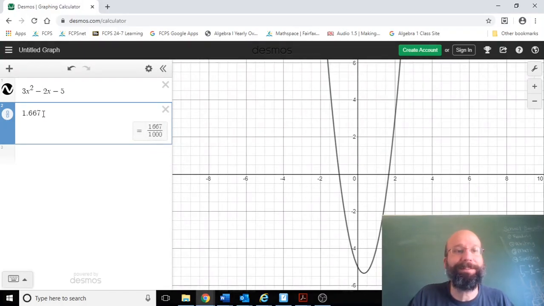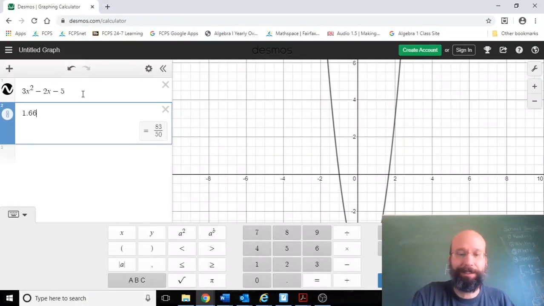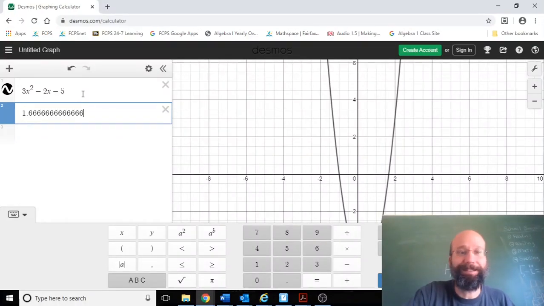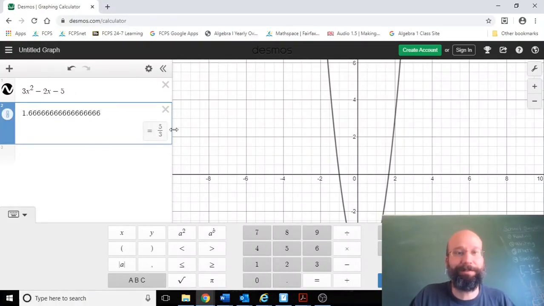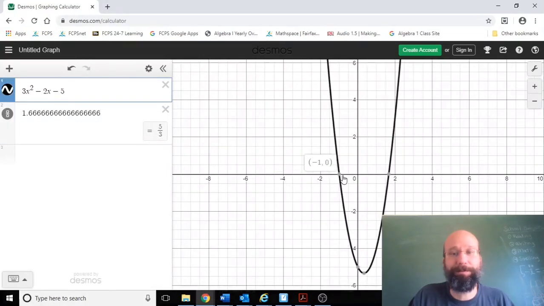You have to remember that this 6 is repeating. So you just keep on hitting 6 until it gives you a normal fraction, 5/3. Again, it's one of the things you're just going to have to remember with these, but it's 5/3. So our zeros are -1 and 5/3.